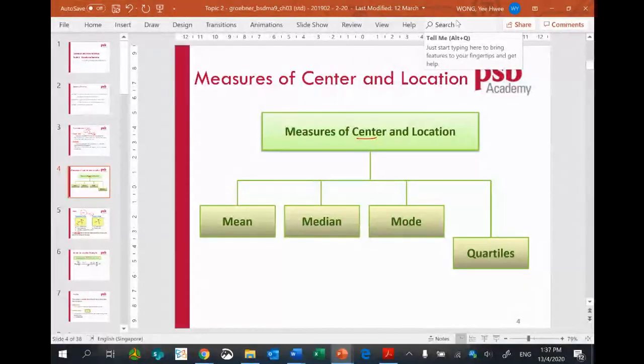Right, what have we done just now? Basically, we are just discussing the three centers. Statistics have center, dispersion, and also location. So what we have just discussed is on the centers. There are three centers in statistics, and they are called mean, median, mode.